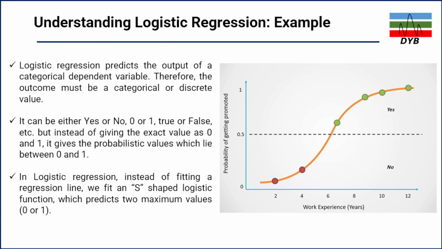But the values will be, obviously, we have the threshold. In logistic regression, instead of fitting regression lines, we fit an S-shaped logistic function which predicts two maximum values, 0 and 1. So your data will be here. You will have either data above 0.5, which we consider as 1, and this is considered as 0. In other words, this is no and this is yes. So if the data goes above 0.5, then we consider it a yes, so the probability of getting promoted is higher in that sense.